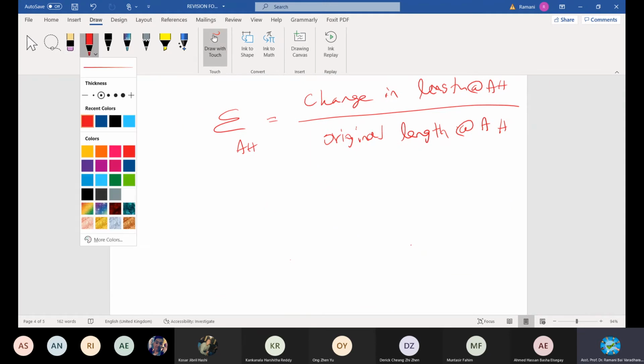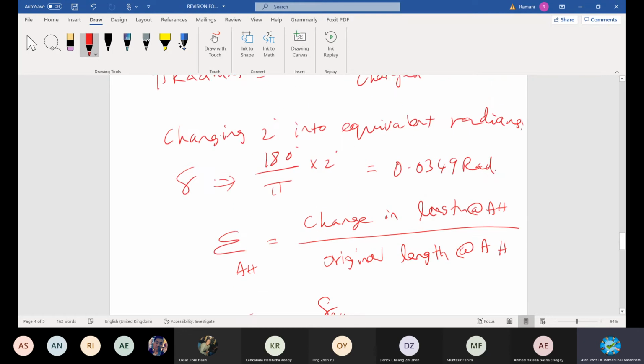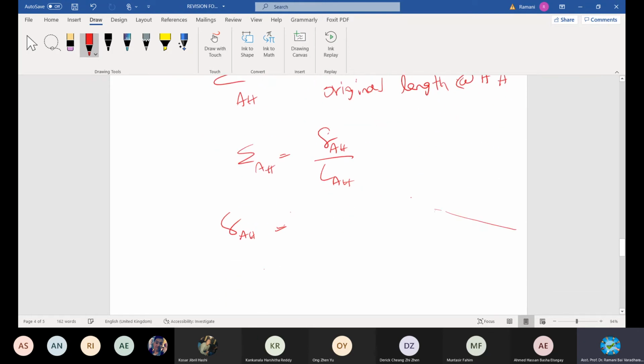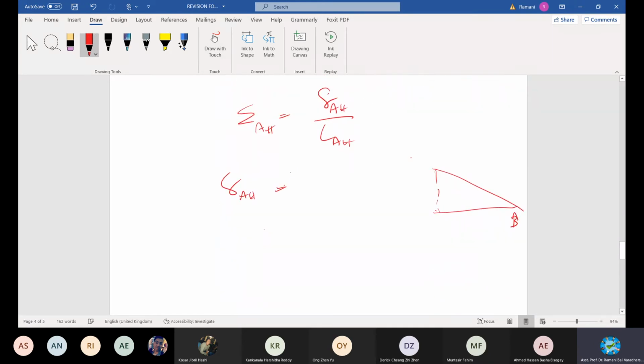How much is this value? If I find one by one, it will be clear. Strain at AH is equal to delta AH over original length AH. I need delta AH, so consider the triangle. If you want, I draw here. Consider the triangle like this, with the dotted line. This is my B, right? About B we are finding. There are many ways we can find it, but this is one of the ways.